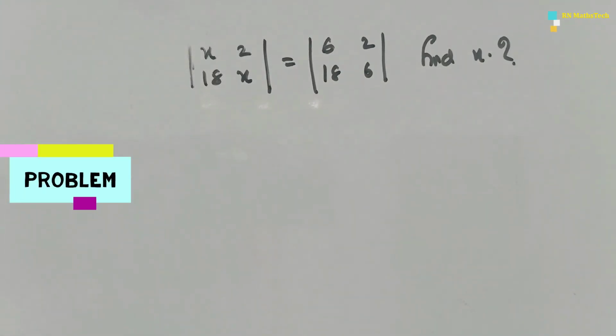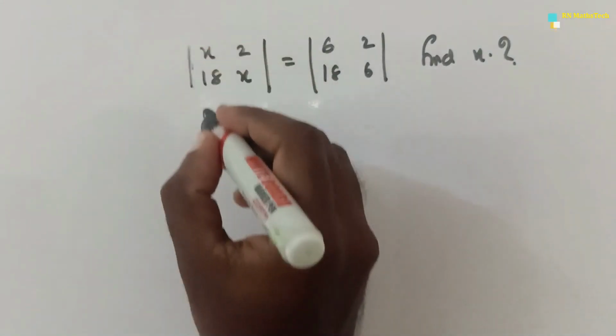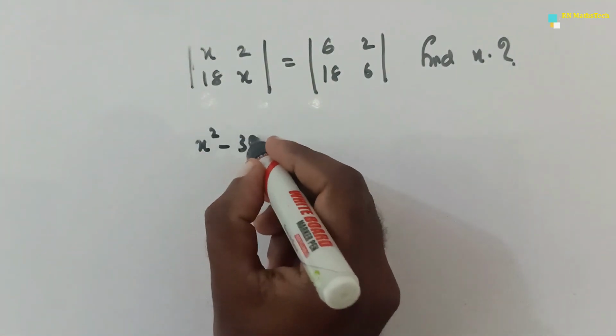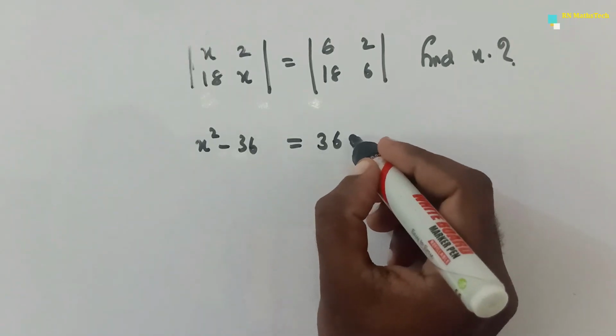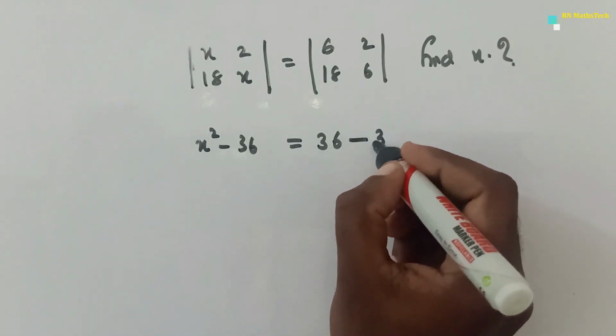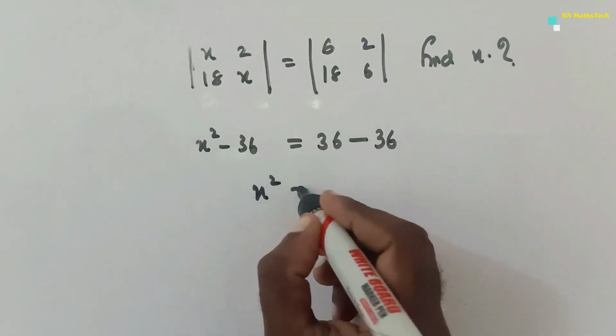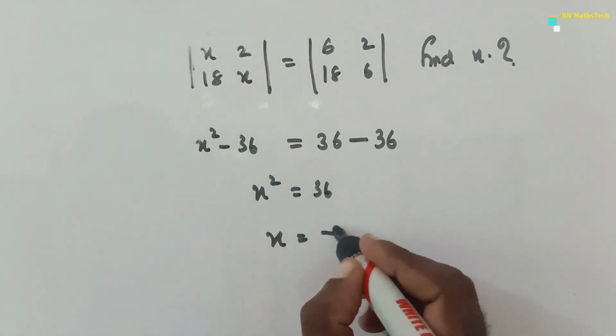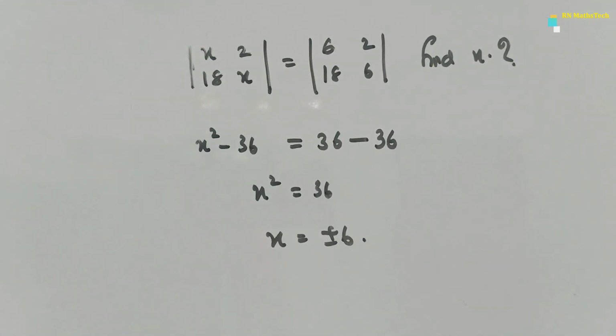Determinant x 18 x is equal to determinant 6 18 6. Then the value of x, see, expanding, we have x square minus 36 equal to 36 minus 36. Okay, so x square equal to 36, x is equal to plus or minus 6. So this type of problem can be done like this. We can find the value, or we can solve. Solve means we can find the value of x. Okay.